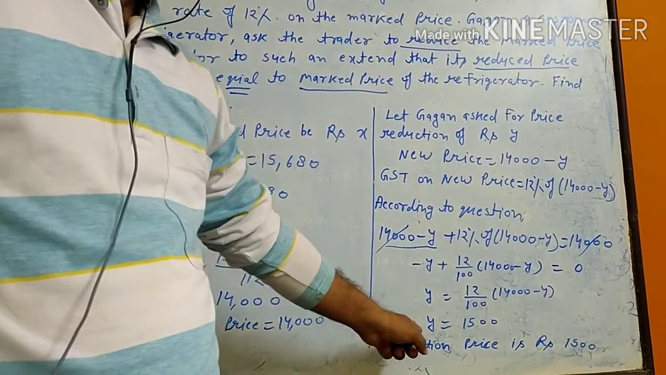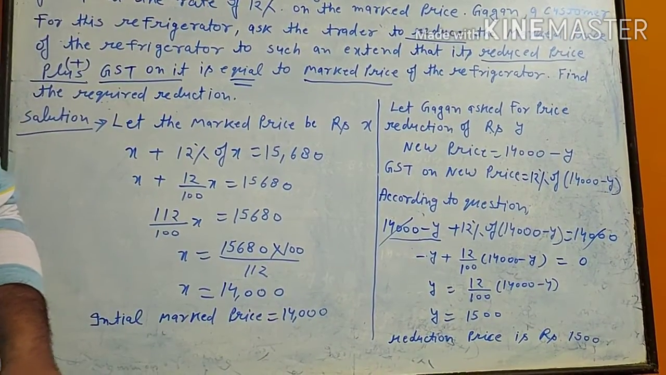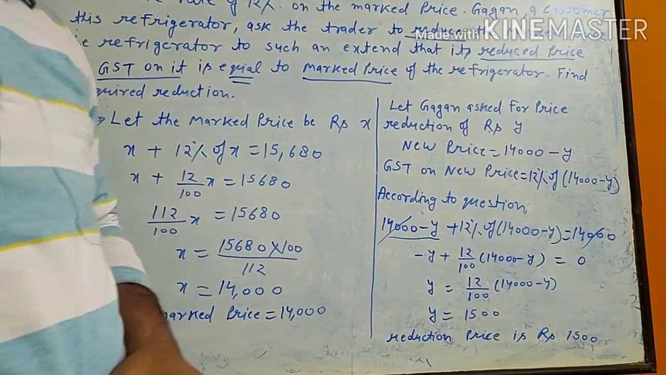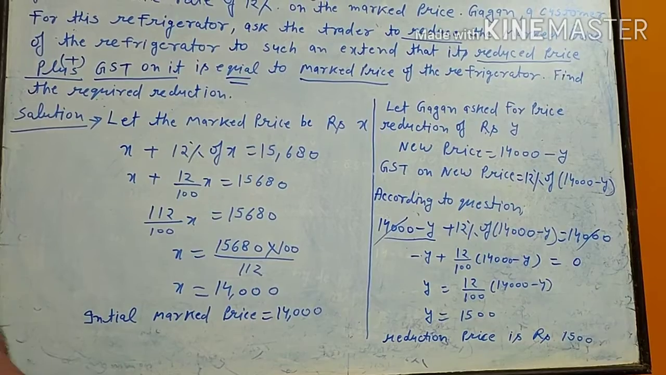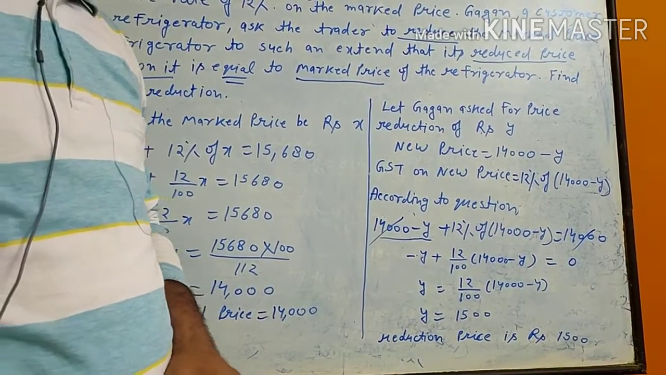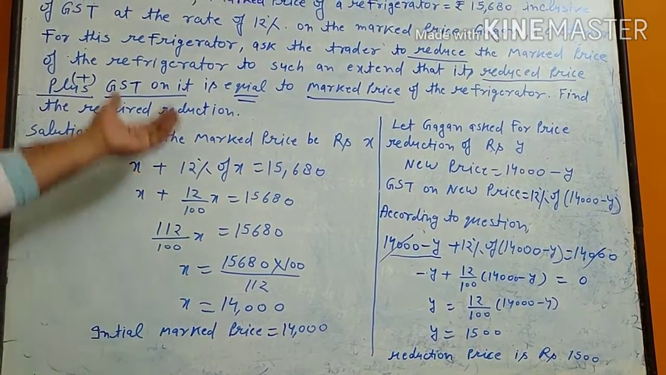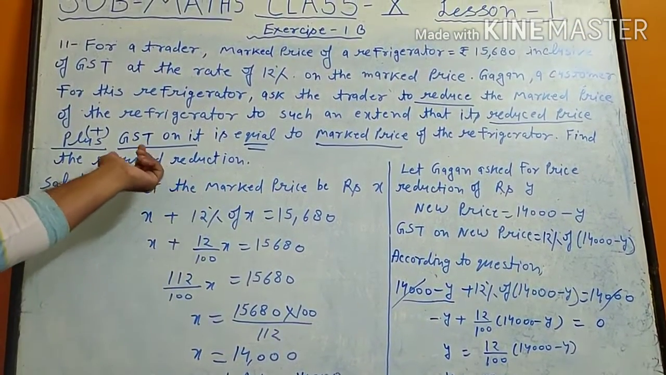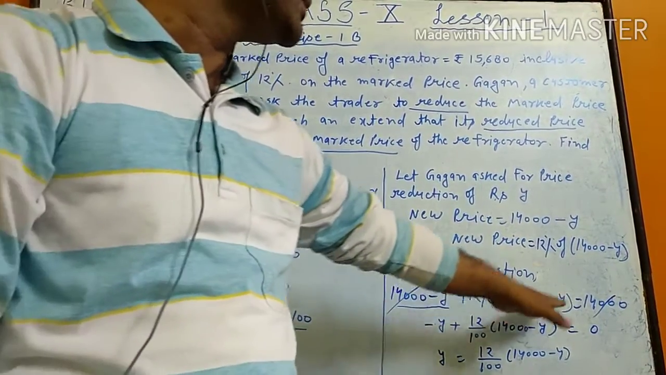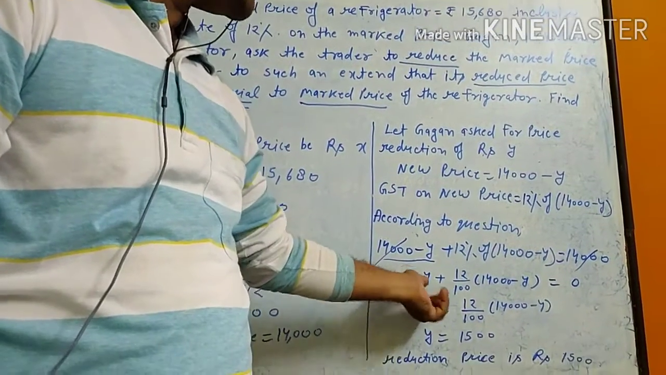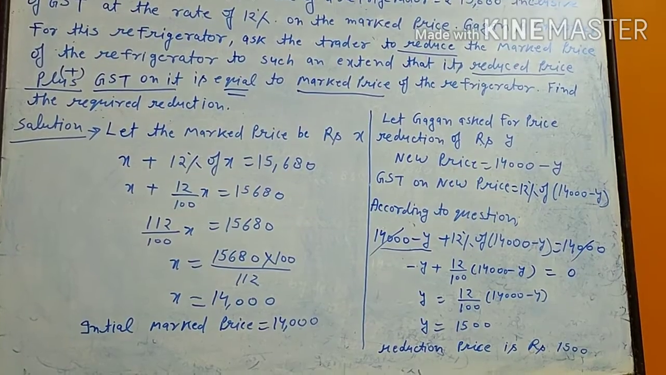Now cross multiplication, so you get the answer y is equal to 1500. Okay, so the reduction price is 1500 rupees. Your answer will be 1500. Understand? So first you have to find the mark price. Then according to the question it is given that the reduced price plus GST is equal to the mark price. So you can calculate this. So your answer will be y is equal to 1500.